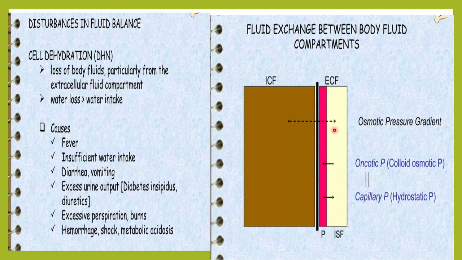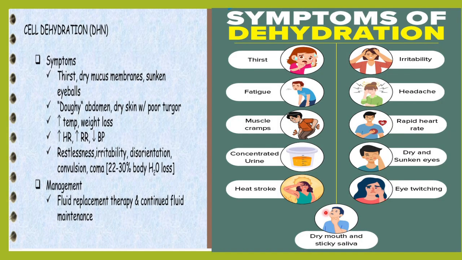The patient might be having fever, or not taking enough water, or has developed diarrhea or vomiting, or is having excess urine output like in diabetes insipidus, excessive sweating, or has done a very heavy workout with excessive perspiration and has not taken enough water. In case of burns and hemorrhage, all these conditions cause extracellular fluid loss, and you will see that patients will have symptoms of cellular dehydration.